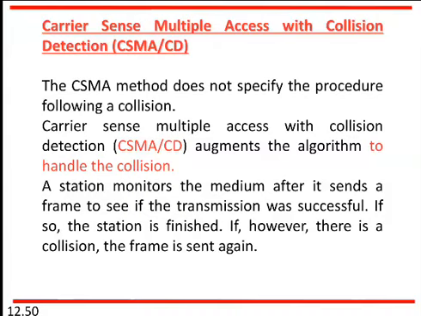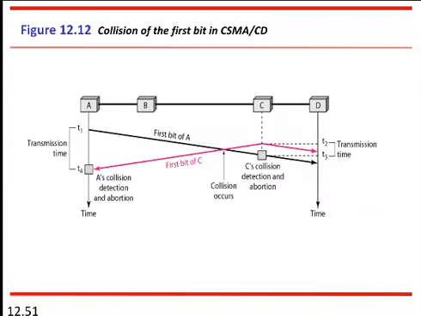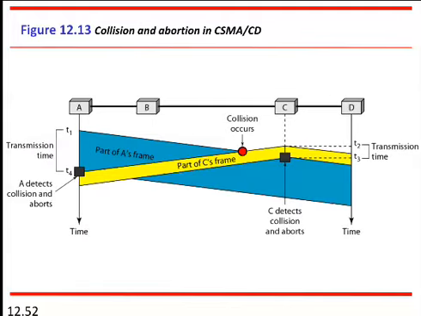So today we'll see CSMA/CD, which is Carrier Sense Multiple Access with Collision Detection. Here, in addition to sensing, collision will also be detected. You can see here the collision of the first bit in CSMA/CD. We consider it with respect to the first bit. The first bit of A collides with the first bit of C. Once it is collided, it is detected and aborted. That is what is done in CSMA/CD.